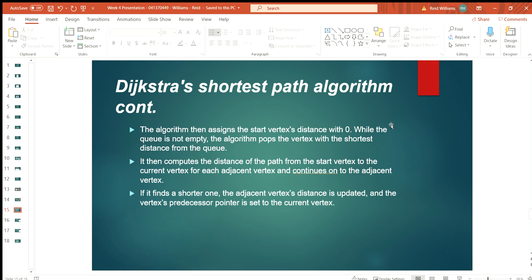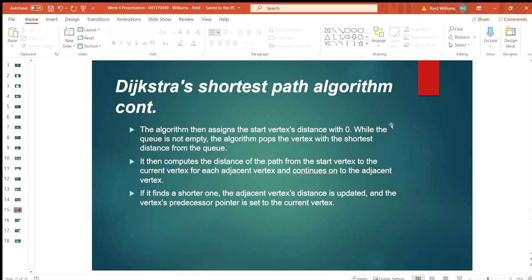The algorithm then assigns the start vertex's distance with 0. So starting at A, the distance to A is 0. So while the queue is not empty, the algorithm then pops the vertex with the shortest distance from the queue. So A to B, C, if B is shorter, we would pop B from the unvisited queue list. Then it computes the distance of the path from the start vertex to the current vertex, so the one that we popped, for each adjacent vertex, and continues to the adjacent vertex.